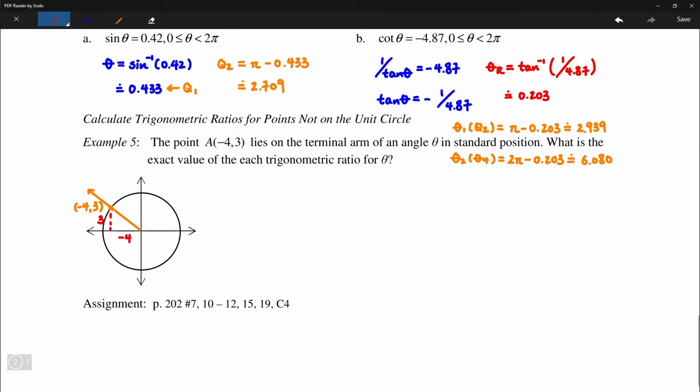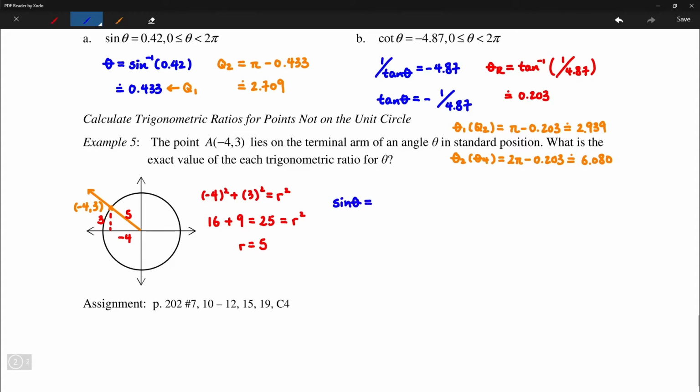And we can use the Pythagorean relationship to find out what r is in this case. So we have -4 squared plus 3 squared is equal to r squared. So we have 16 plus 9 is equal to 25, which is equal to r squared. So, of course, then r is equal to 5. So now we have the x value, the y value, and the r value. We can find the 6 trigonometric ratios.